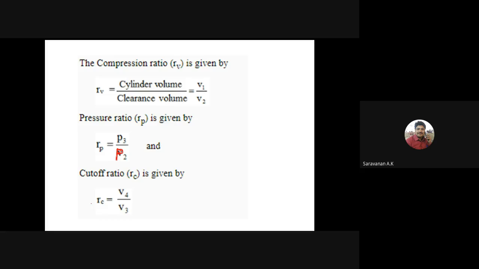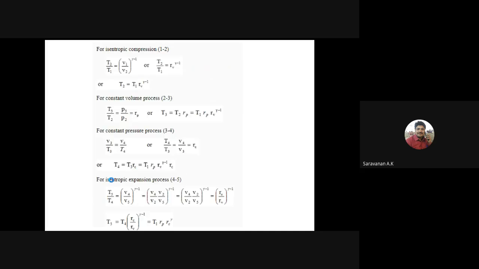Then the cutoff ratio, right? That is the ratio of the volume at which the fuel is cut off to the volume at which the fuel is supplied. That ratio is called the cutoff ratio. By using these ratios, we can derive the thermal efficiency of the dual combustion cycle.